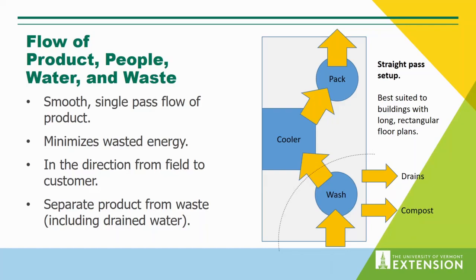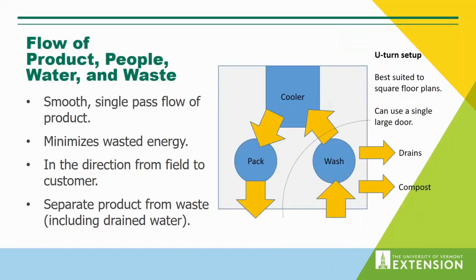We're always working to make sure things are moving in the direction from the field to the consumer, to the customer, and also in the direction from what is maybe the most dirty towards what is most clean. We want to make sure, as always, that we're protecting, separating product from waste, including drained water. So this is single pass flow. There's nothing preventing a sort of U-turn setup either. Again, it's about being intentional.